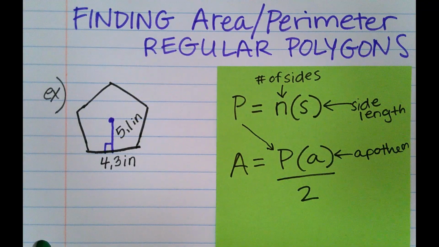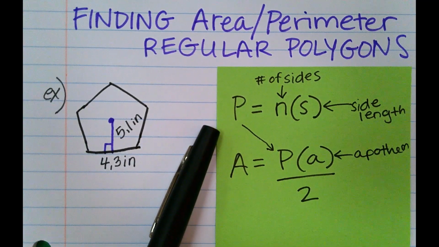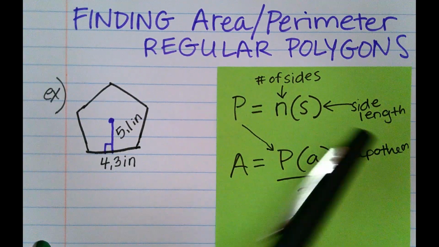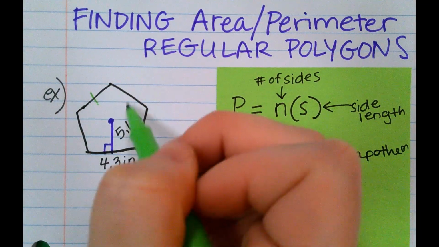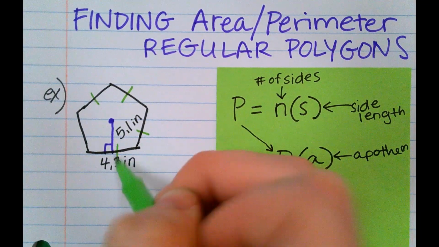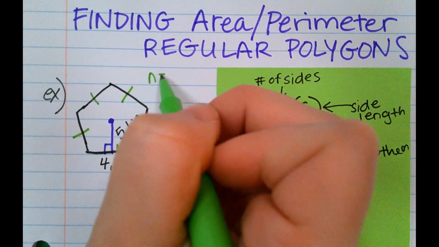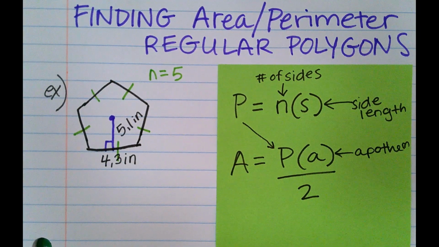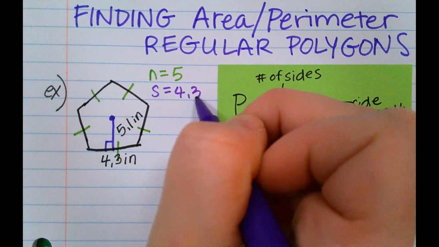Let's find the perimeter. We want to try to find the perimeter. What do I need to find the perimeter? Number of sides and the length of the side. Yes, I need the number of sides. I need the length of the side. So I'm going to count my sides. 1, 2, 3, 4, 5. I have 5 sides. What's my side length? 4.3. So S is 4.3.